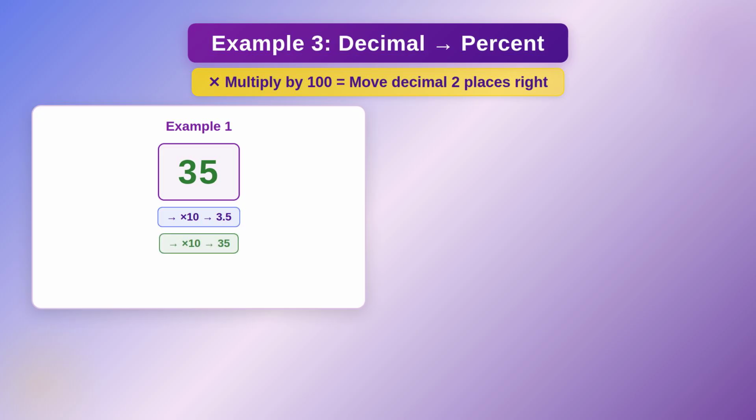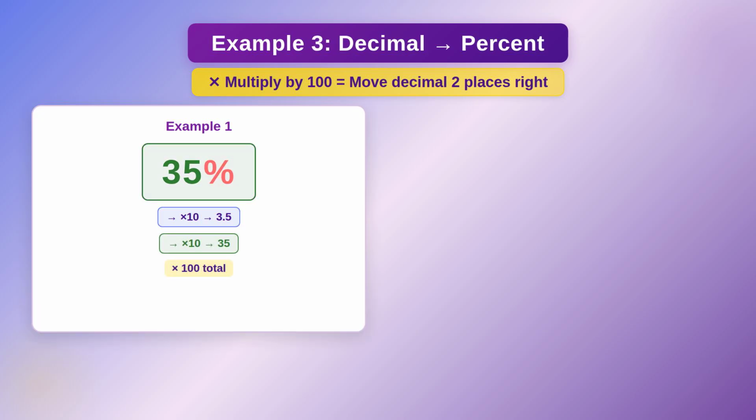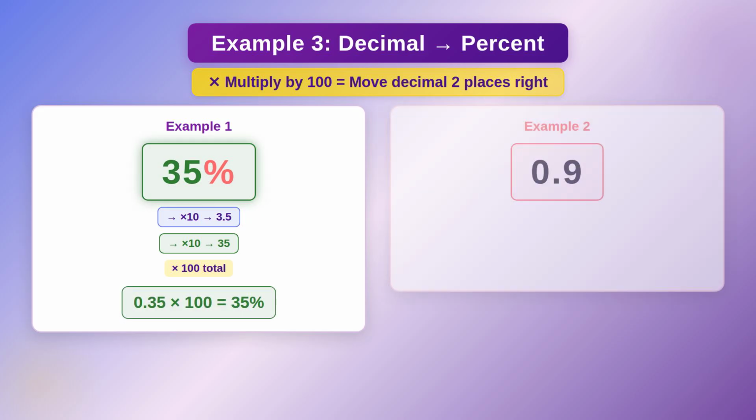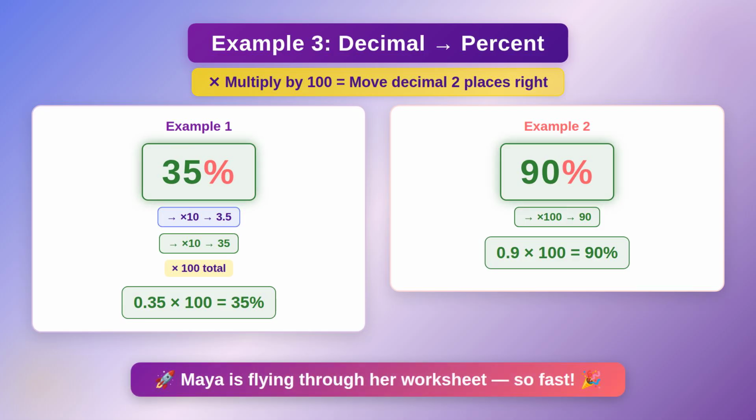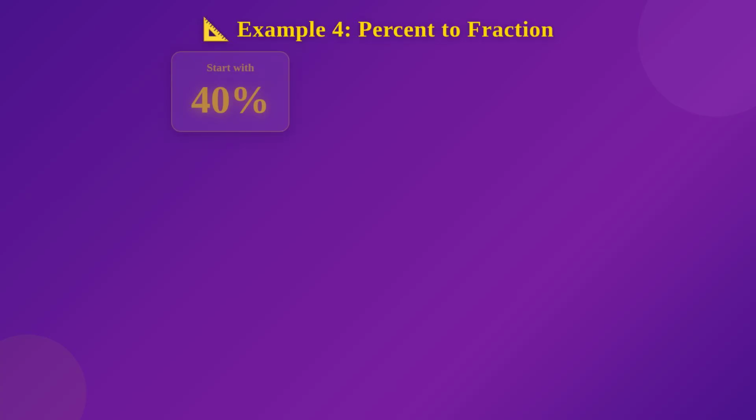Now let's convert 0.35 to a percent. We multiply by 100, or move the decimal 2 places to the right. Starting with 0.35, move the decimal one place right to get 3.5, then one more place right to get 35. So 0.35 equals 35%. Let's check with a second one. 0.9 times 100 equals 90. So 0.9 is 90%. Maya is flying through her worksheet now. She can't believe how fast these go.